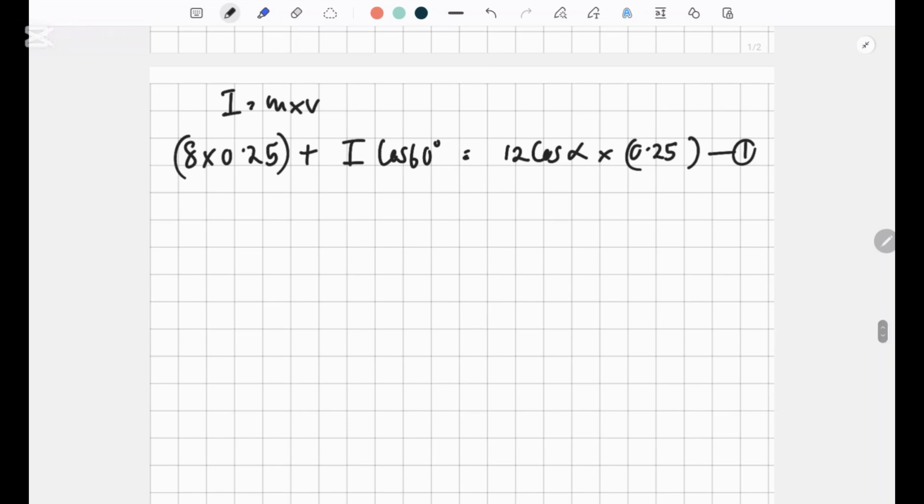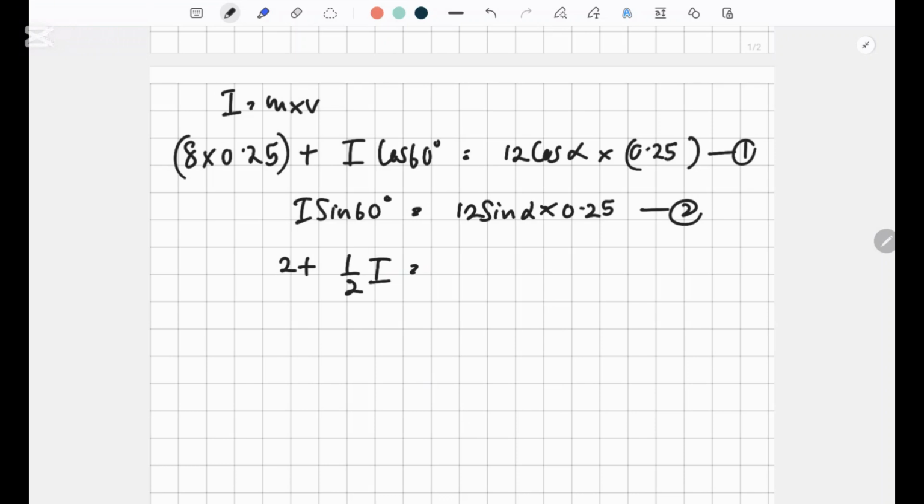And then your second equation, vertical impulses. I sine 60 equals 12 sine alpha into 0.25. So let's simplify your first and second equation. 8 into 0.25 is 2, cos 60 is half, equals 12 into 0.25 is 3 cos alpha. And your other one is sine 60 is root 3 over 2, I equals 3 sine alpha. This is your second equation.